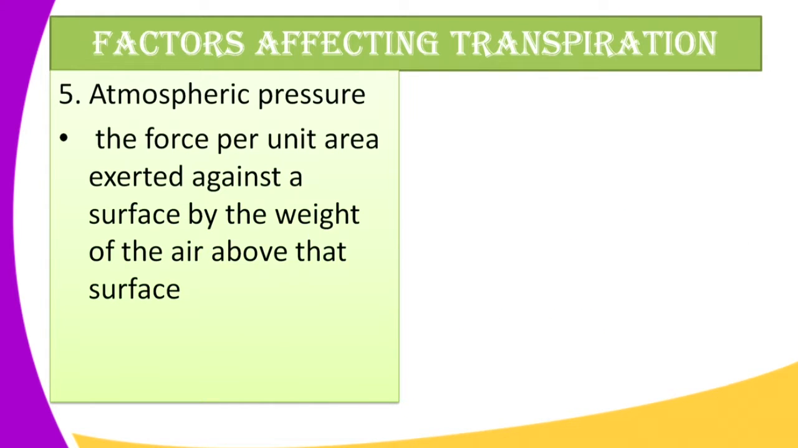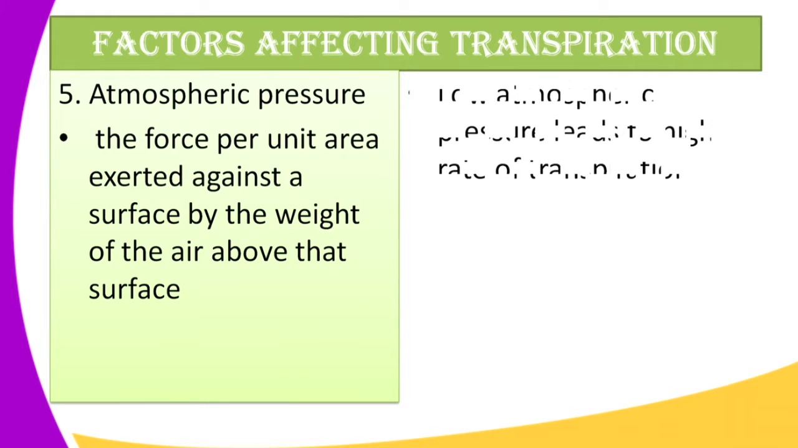Another factor is atmospheric pressure. First of all, we're going to define what atmospheric pressure is, so that we can understand how it affects the rate of transpiration. Atmospheric pressure is the force per unit area exerted against a surface by the weight of the air above that surface. So this is the force that is exerted just above the surface by the weight of the air on that item.